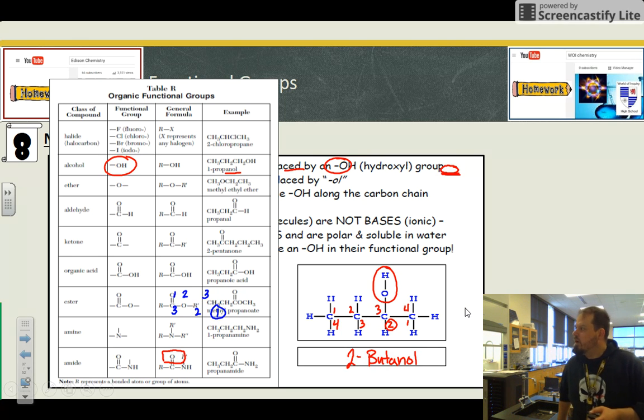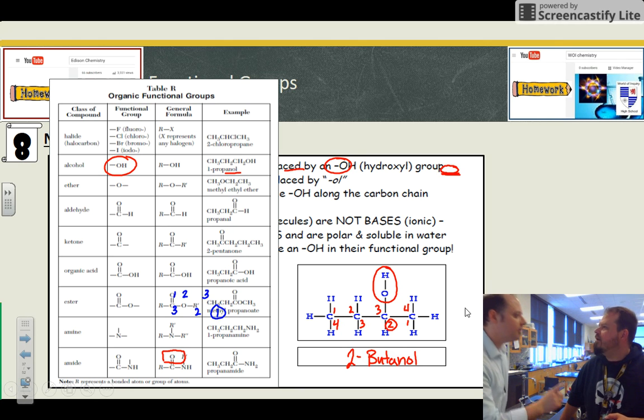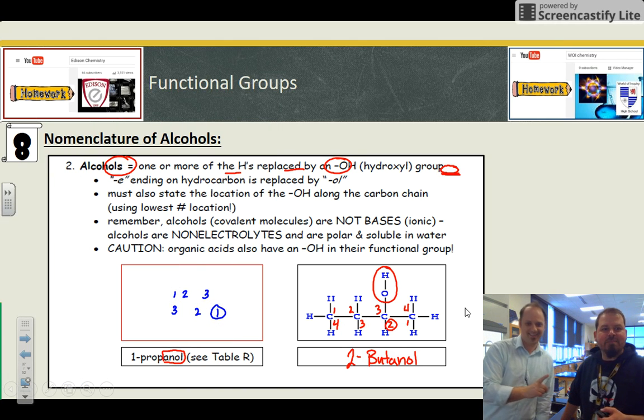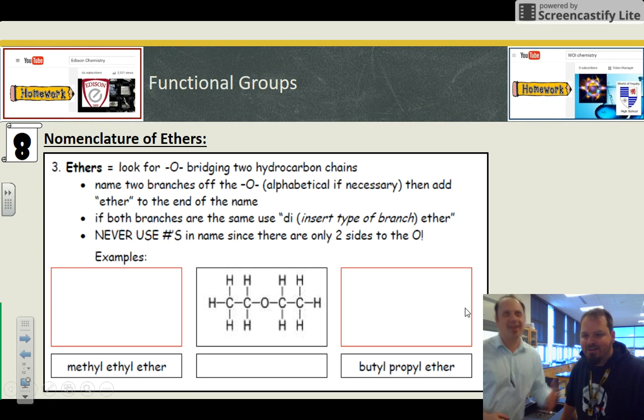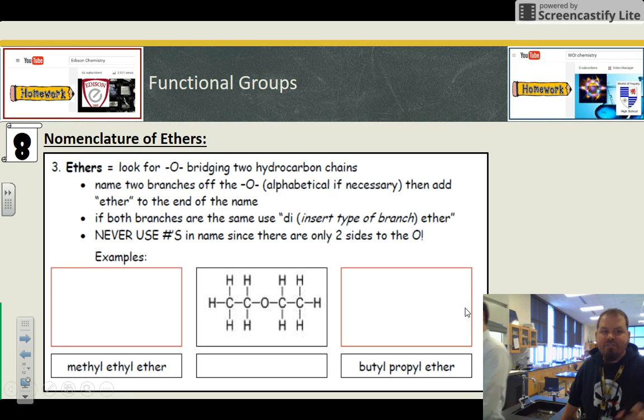Beautiful. Butanol. You're right, 2-butanol. I'm just happy that we're moving on to ethers.